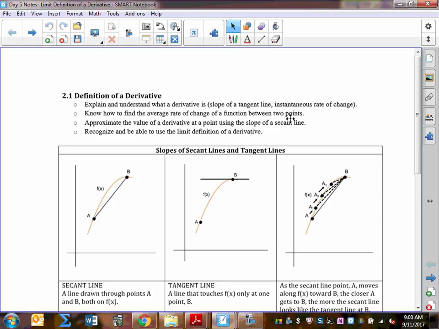And now we'll move into the limit definition group. All right, so this is what I passed out earlier. Go ahead and get that back out.